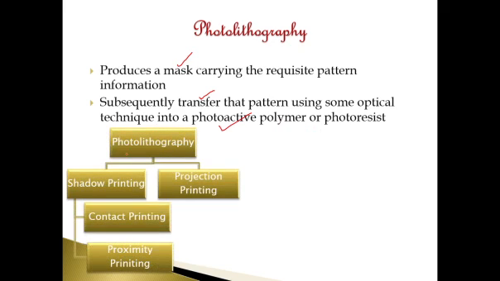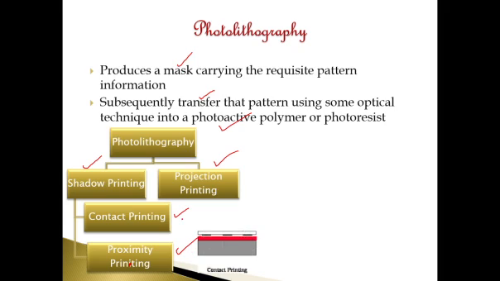So there are two basic techniques used in photolithography. One is shadow printing, the other is called projection printing. In shadow printing, you could have contact printing as well as proximity printing. And in projection printing, you will be projecting the feature onto the resist layer using some optical system.